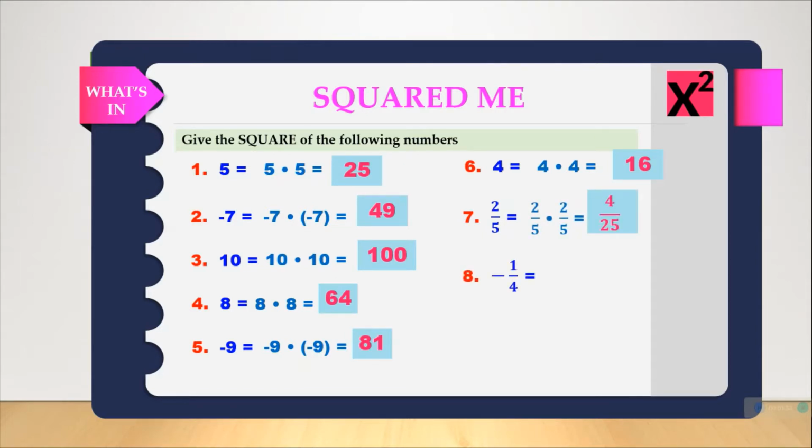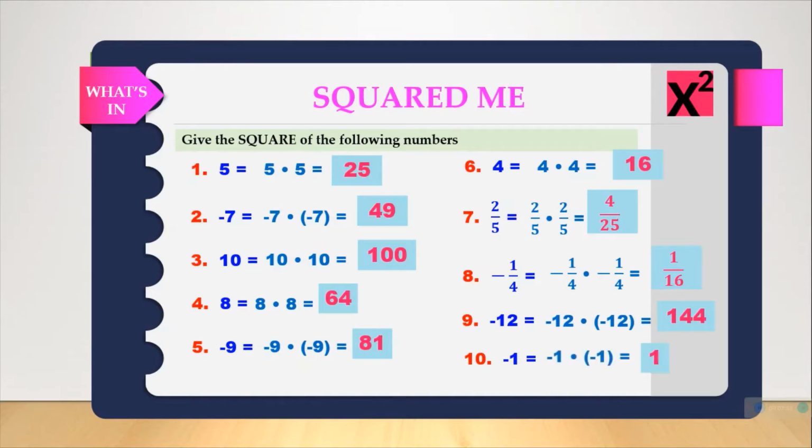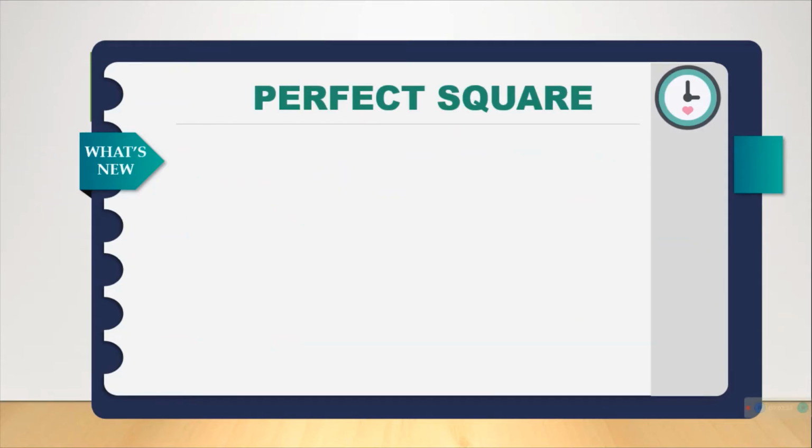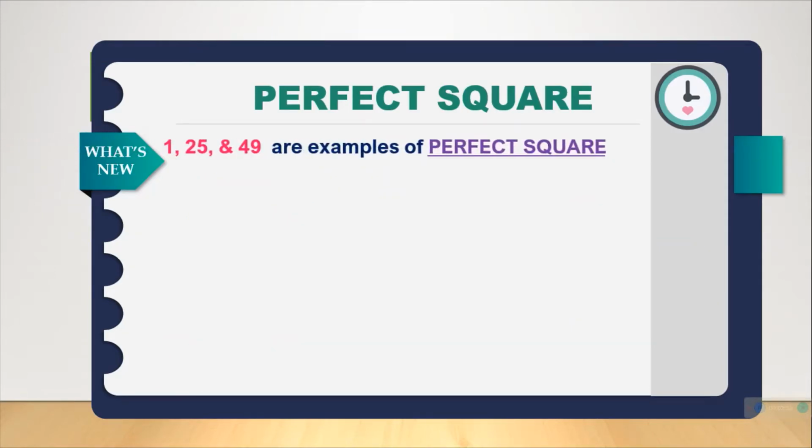Number 8, negative 1 fourth. Negative 1 fourth times negative 1 fourth is positive 1 over 16. Number 9, negative 12. So negative 12 times negative 12 is equal to positive 144. And then number 10, negative 1. Negative 1 times negative 1 is equal to positive 1. So we will describe perfect square.